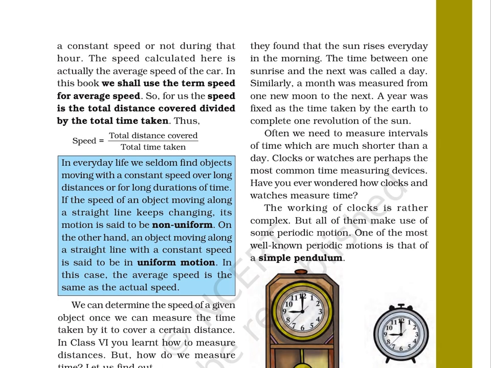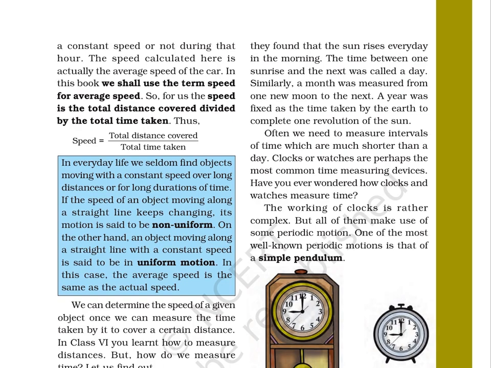So, for us, the speed is the total distance covered divided by the total time taken. Thus, speed is equal to total distance covered divided by total time taken.